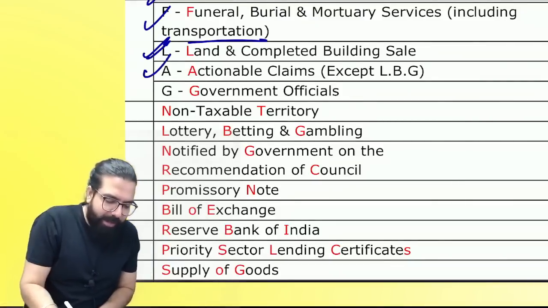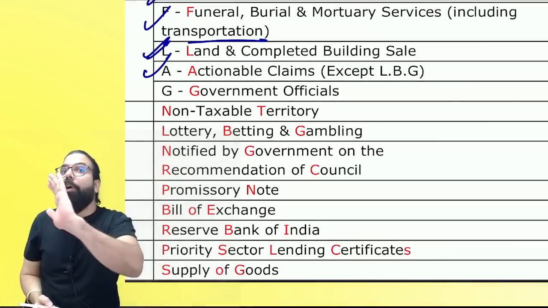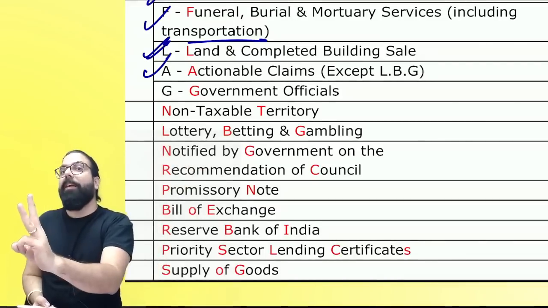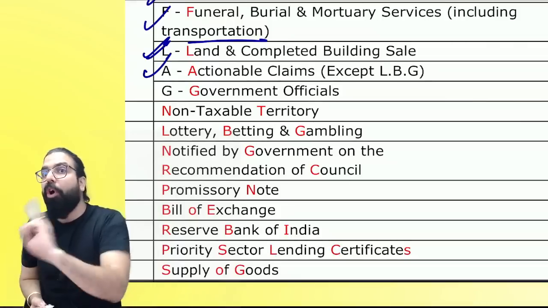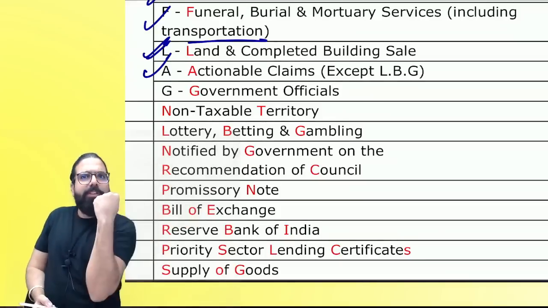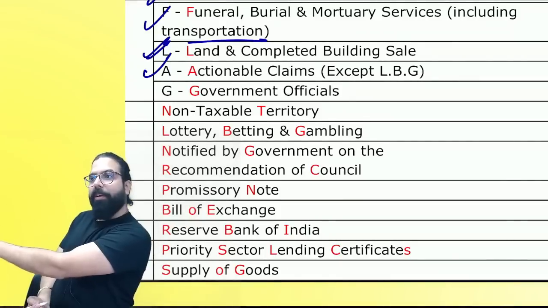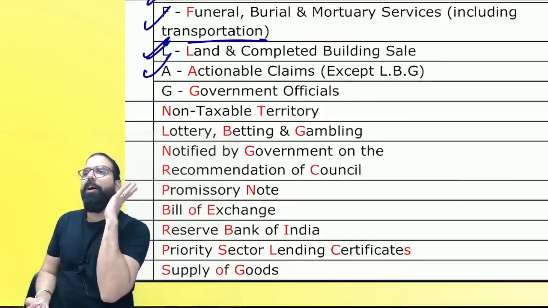The next one over here is actionable claim. Actionable claims are goods. But when you supply actionable claims, only lottery, betting, and gambling will come under supply of goods. All others are neither supply of goods nor supply of service. I had a right to receive an insurance claim and I transferred it to my friend. Goods transferred, but neither supply of goods nor supply of service.